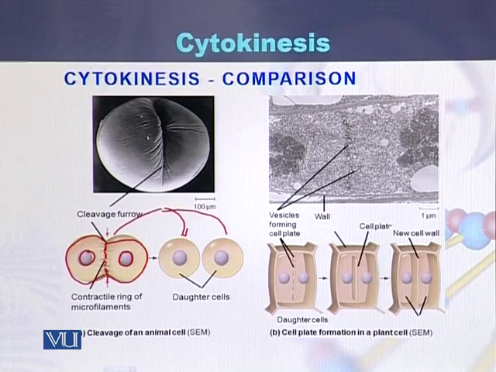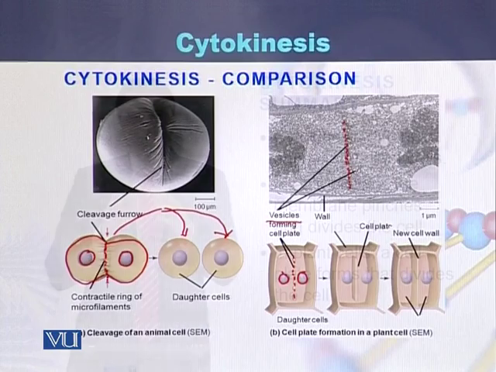converted into two cells. While on the other hand, in case of plant cells, there are vesicles which are being formed in the middle of the plant cell, which can also be seen here. These are the nuclei, and once this plate is formed, this plate converts a single cell into two daughter cells.